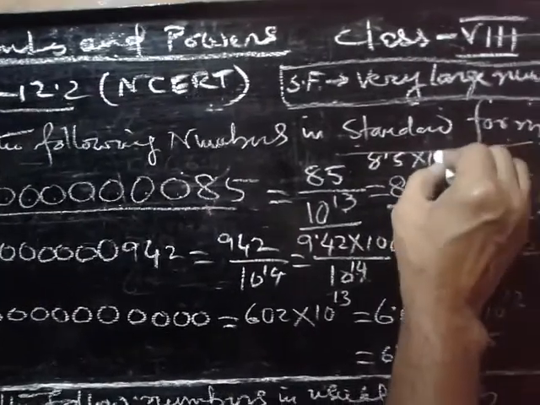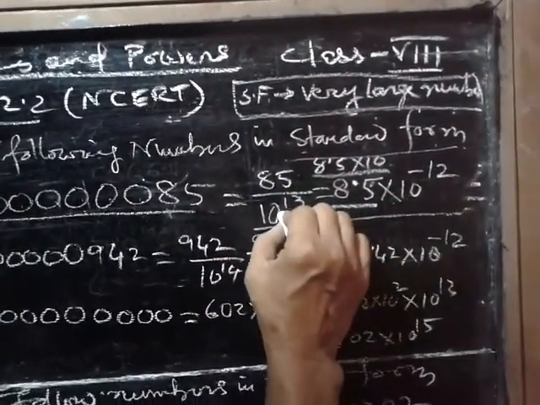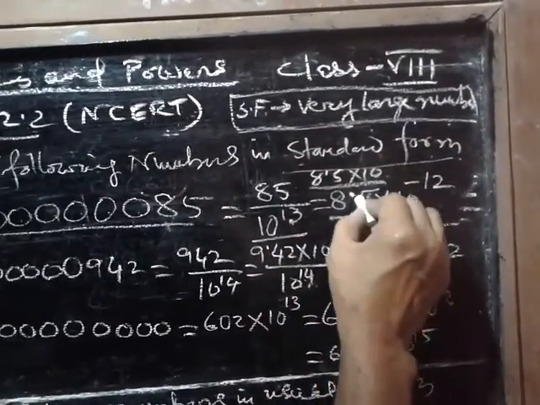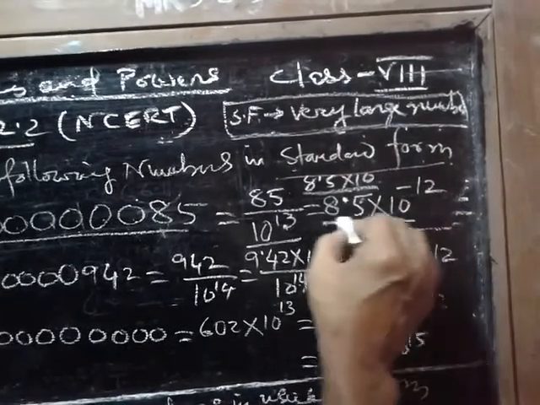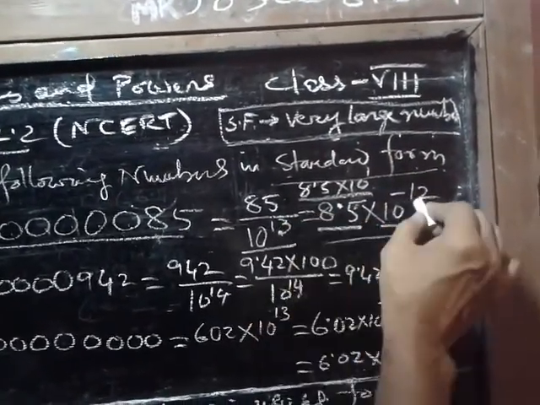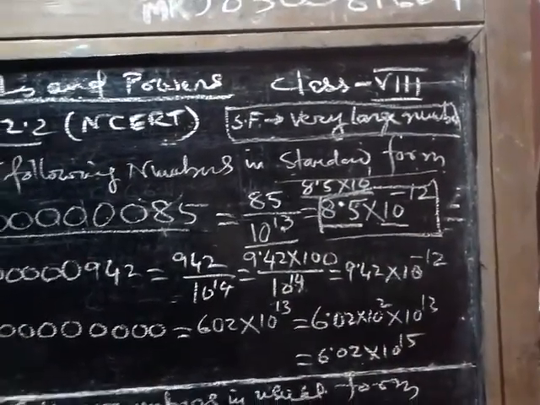8.5 into 10 is actually 85, and this is 10 to the power minus 13, that is divided. So it will be 8.5 into 10 to the power 1 minus 13, equal to minus 12, and this is actually the standard form of this.